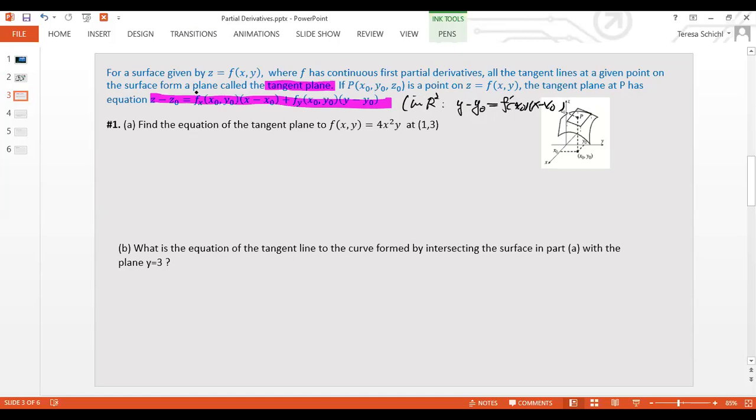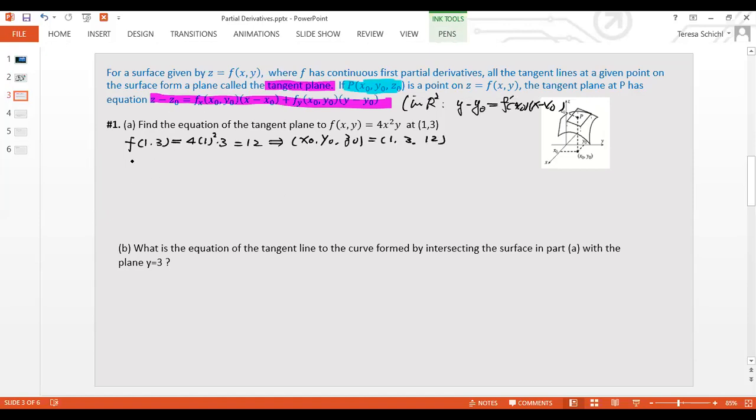Let's say find the tangent plane equation for f of x, y equals 4x squared times y. First, let's find f of 1, 3. That means you just do 4 times 1 squared times 3, and what I have here is 12. So I have a point, my x0, y0, and z0 is equal to what? 1, 3, and 12. Correct?